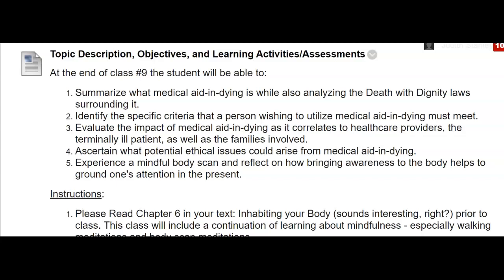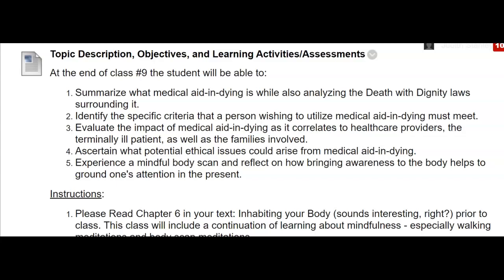But we're learning about this because 9 states and the District of Columbia now do have death with dignity laws that allow for medical aid in dying. So we're going to identify the specific criteria that a person needs to meet if they want to use medical aid in dying, the impact of this as it correlates to healthcare providers, terminally ill patients, as well as the families, and what potential ethical issues could arise.